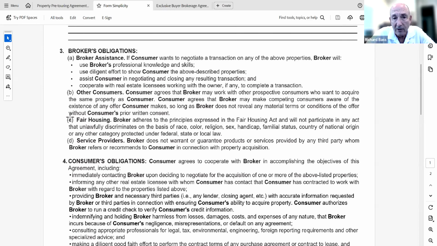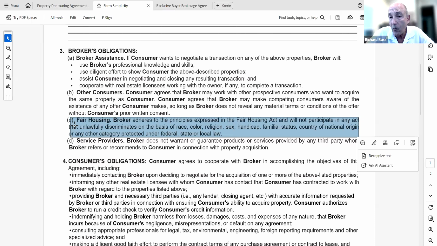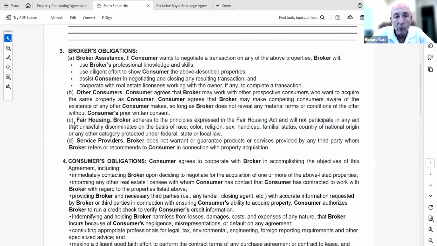Number C, this is exactly what we go over in the listing agreement. This is about the Fair Housing Act. And I want you all to continue to be aware, this is serious stuff. In our agreements, it's really just 3 lines, but this is serious. This is a federal law. Don't cross it.